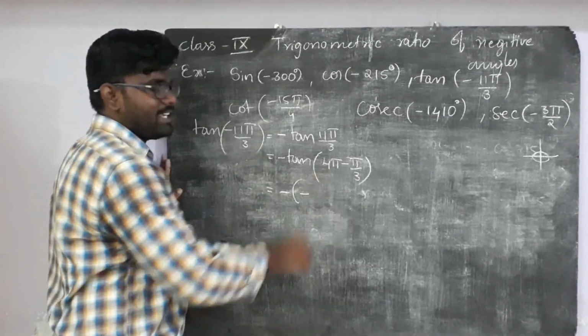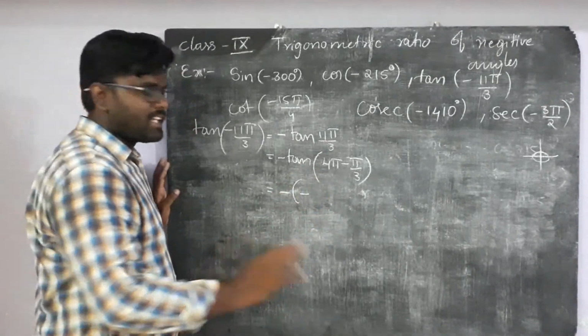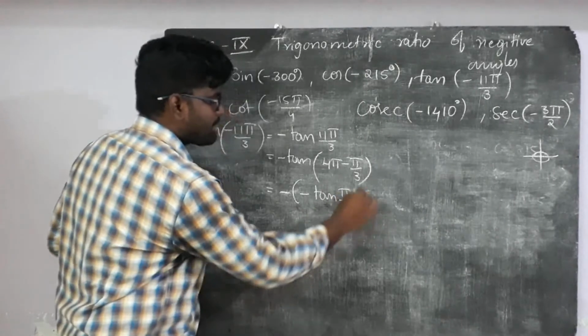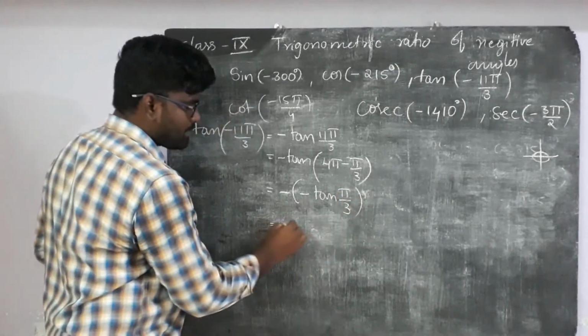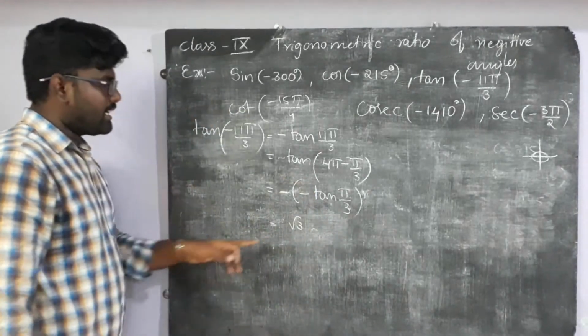And 4 pi is an even multiple of 90, so the trigonometric function doesn't change. That means minus pi by 3. Minus of minus, plus tan pi by 3. Tan pi by 3 value is root 3. That means the answer is root 3.